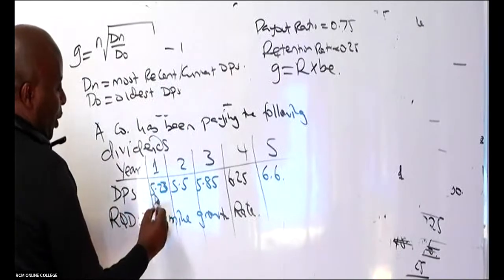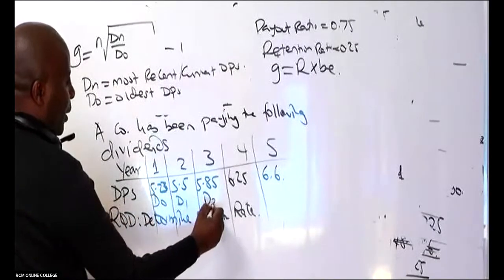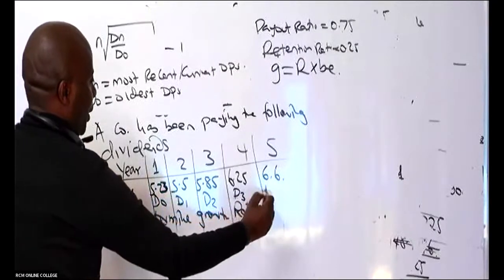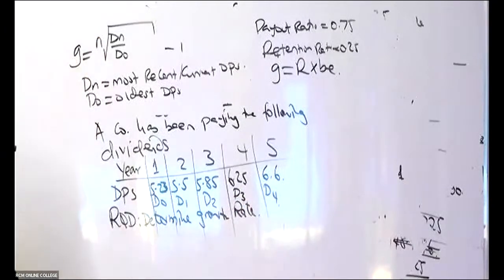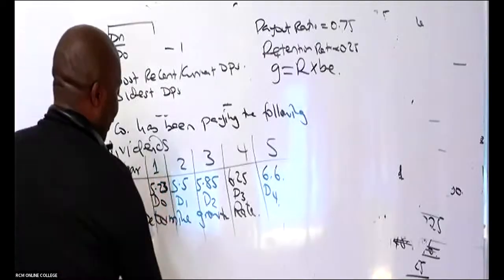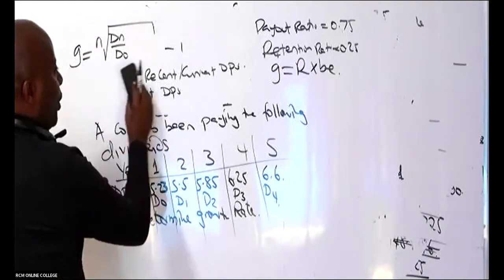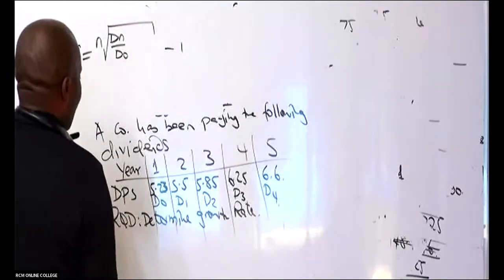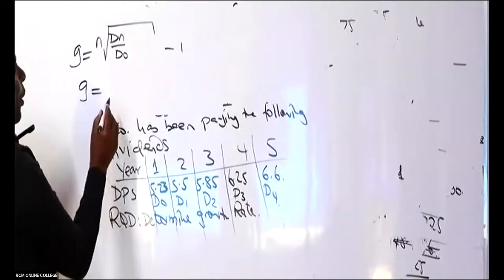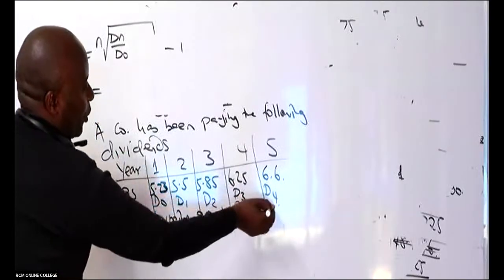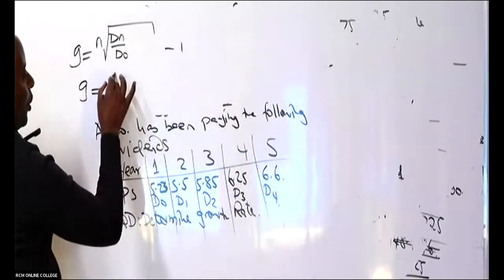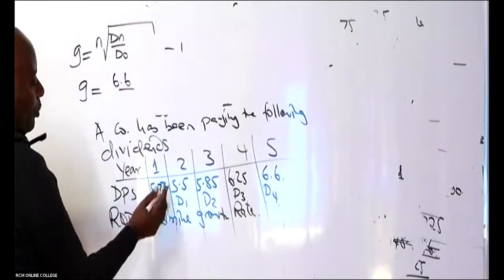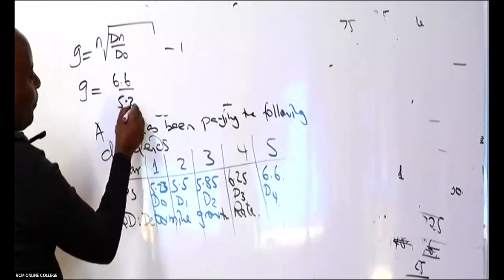So basically, this is your D0, D1, D2, D3, D4 like that. Then, ladies and gentlemen, what we shall be doing is this. So G will be equal to Dn, the most recent, which is this D4, 6.6, over D0, 5.23.